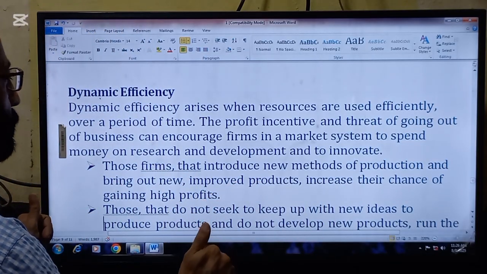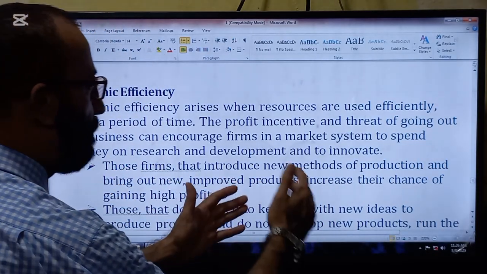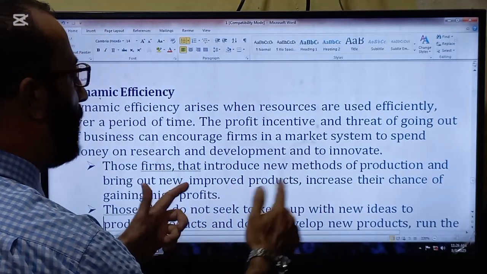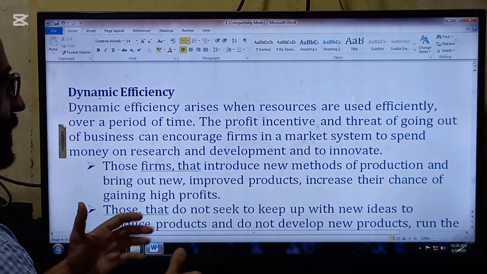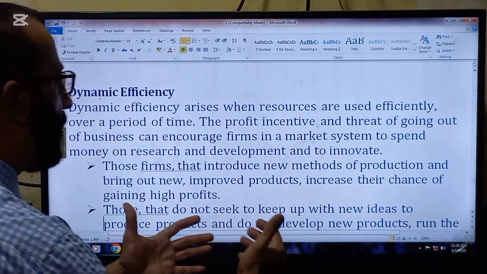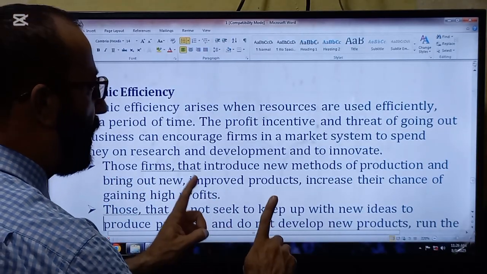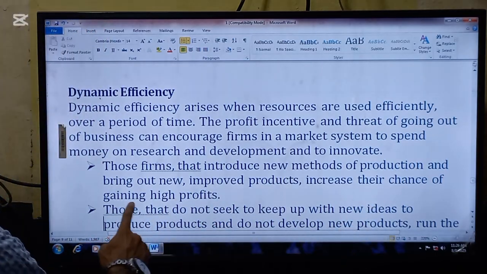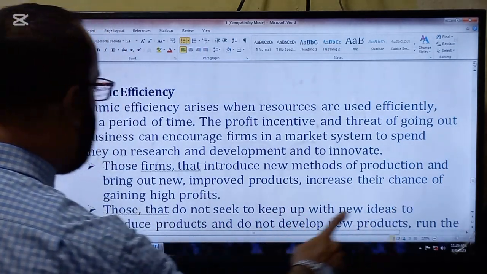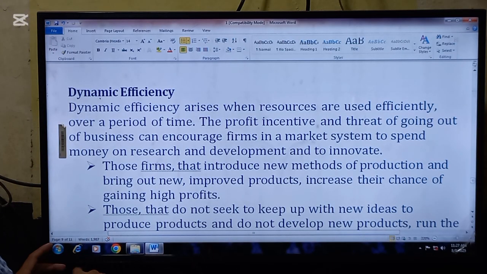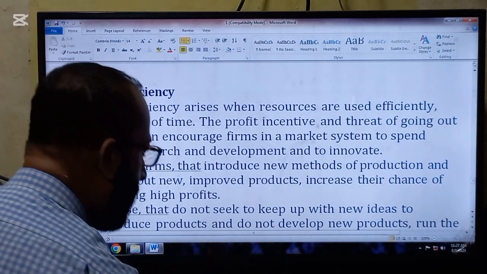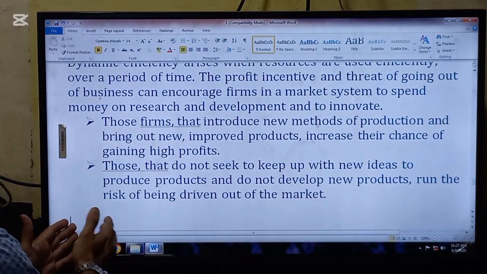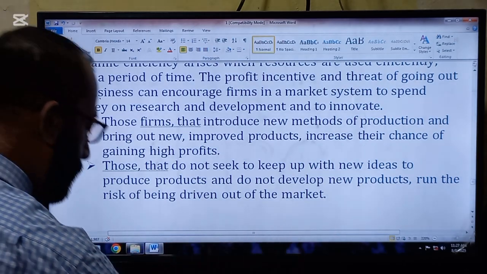So because the firms who spend money on research and development and are being innovative are more competitive, they give a much tougher time to their rivals and attract the customers by producing more innovative products which are actually according to the desire of the customers. Those firms that introduce new methods of production and bring out new improved products increase their chance of gaining high profits. On the other hand, those that do not seek to keep up with new ideas to produce products and do not develop new products run the risk of being driven out of the market.